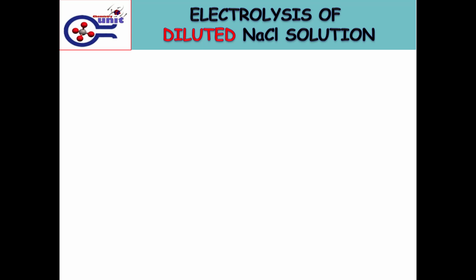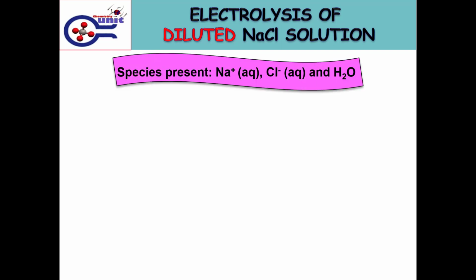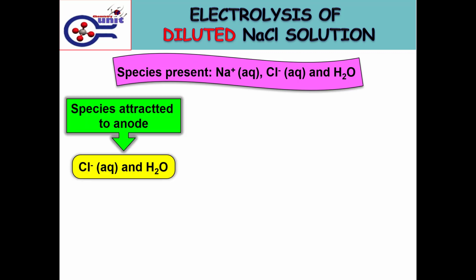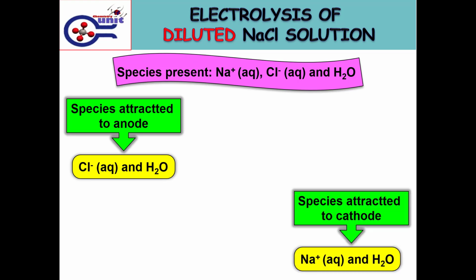Next, look at the second factor that affects the product of electrolysis, which is the concentration of species. For a dilute solution, first, we need to identify the species present in the solution. For example, dilute sodium chloride consists of sodium ion, chloride ion, and water. Chloride ion and water are attracted to the anode, while sodium ion and water are attracted to the cathode.